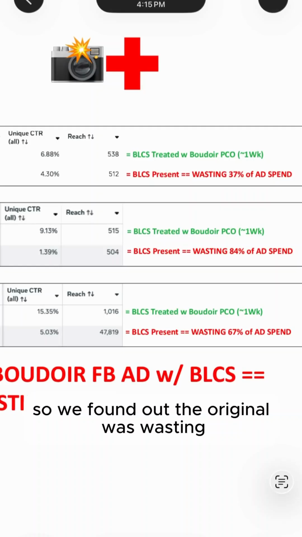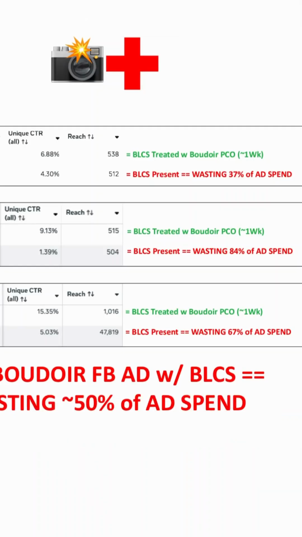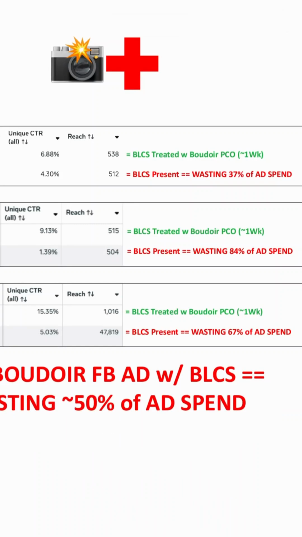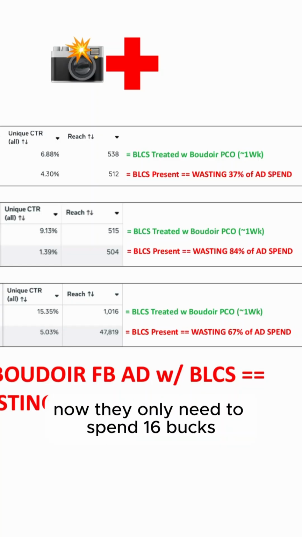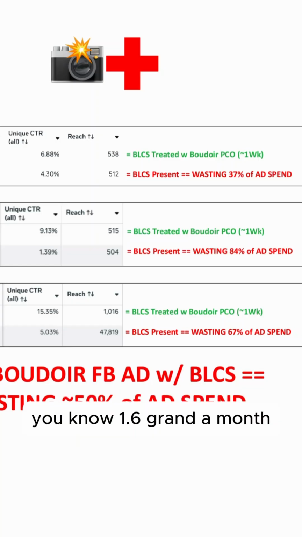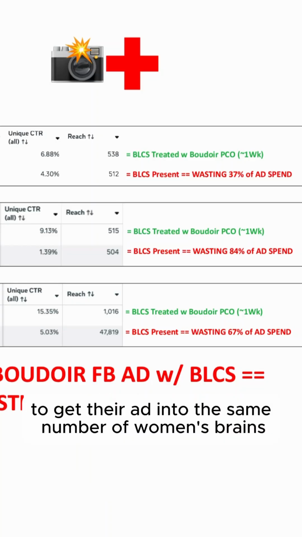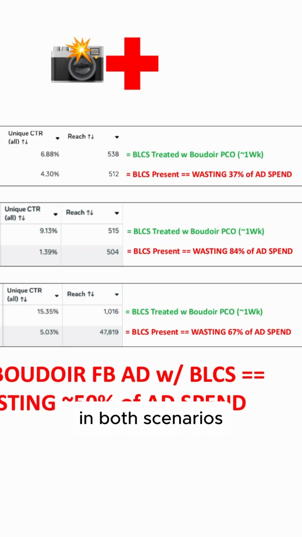So we found out the original was wasting 84% of its ad spend. So they spent 10 grand a month on the original Boudoir Facebook ad. Now they only need to spend $1,600, 1.6 grand a month on the Boudoir Pico treated Facebook ad to get their ad into the same number of women's brains in both scenarios. So as a result, we're eliminating $8,400 a month in wasted Boudoir Facebook ad spend.